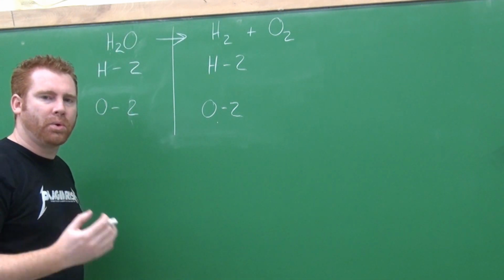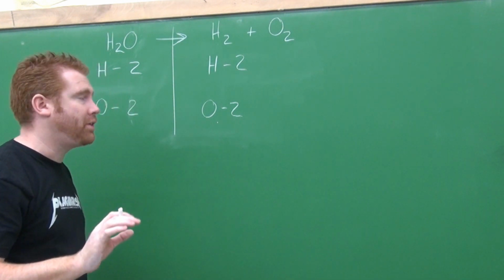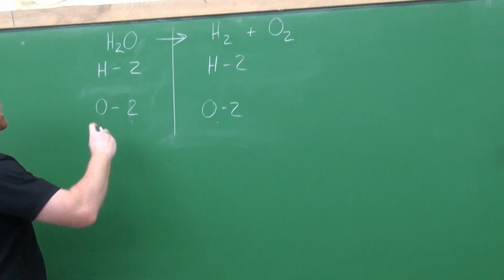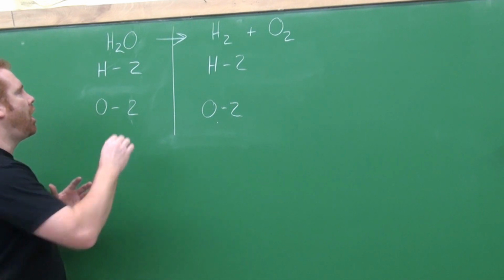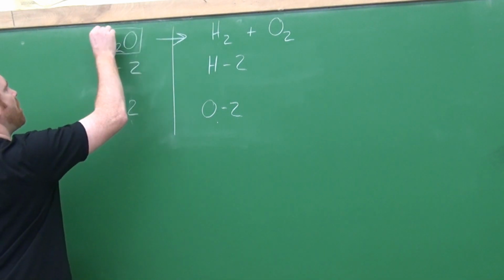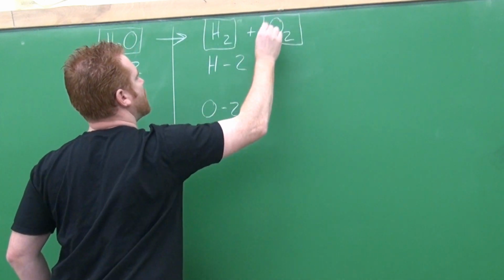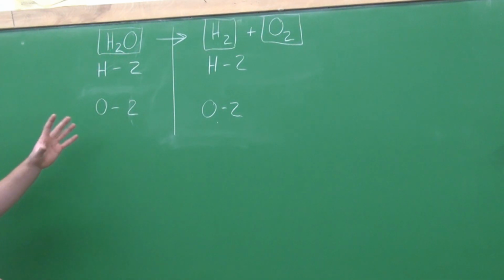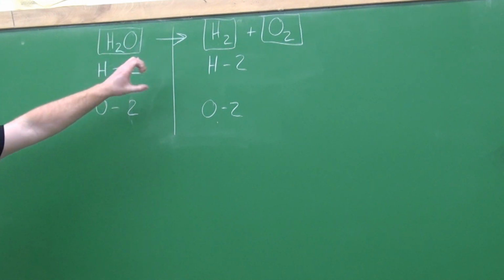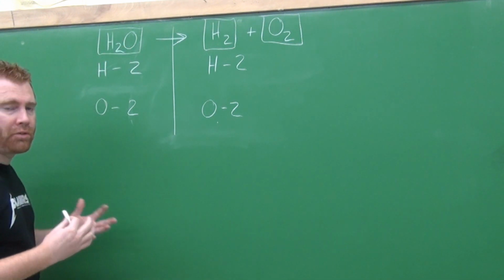In fact, our rule is the only thing that you're allowed to do is to put a coefficient out in front of each molecule. So what I'm going to do is put boxes around these, and I'm not going to change anything inside. The only thing I'm allowed to do is to go through and put a big box or number out front, or a coefficient.